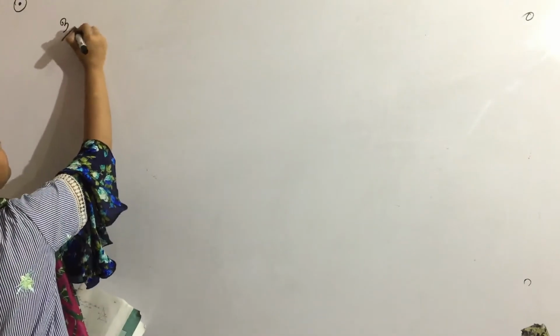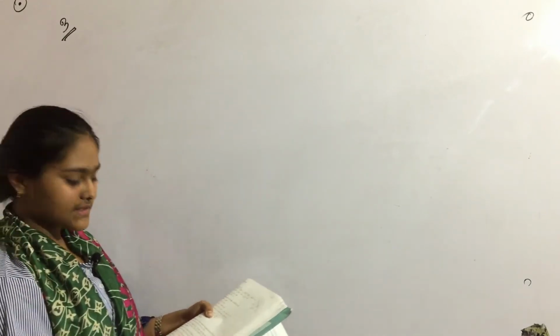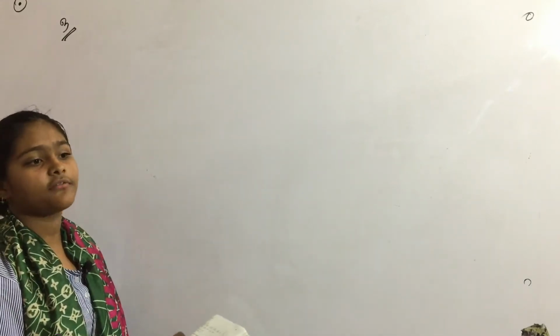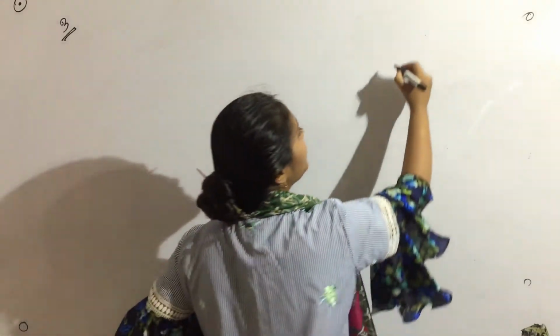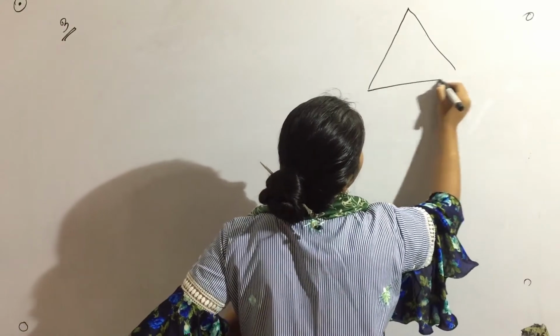Moving on to the third problem. Problem number 3. The perimeter of an isosceles triangle is 16 centimeter. First, we shall draw the isosceles triangle. An isosceles triangle being two sides of the triangle equal.